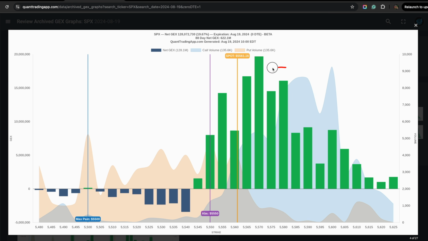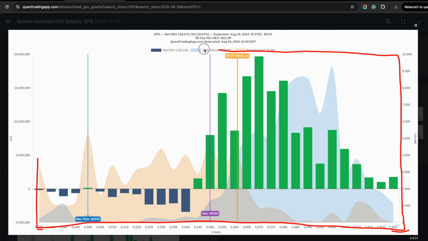The gamma exposure profile is telling us there's a ton of positive gamma. There's a lot of participation happening up here. The Quant Trading app gamma exposure profile only shows us the strike prices that have enough gamma exposure that's worth measuring. In other words, 625 is the highest strike price at this point in time that has gamma worth mentioning, and so is the 540 on the lower end. So this is the maximum range for the day from a gamma exposure perspective.